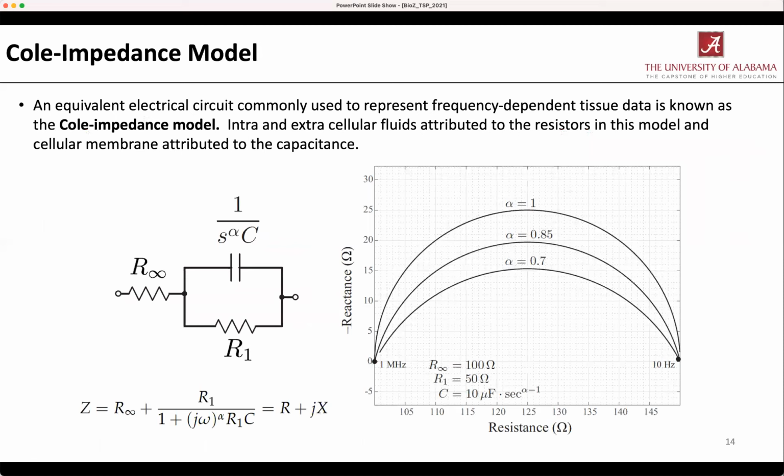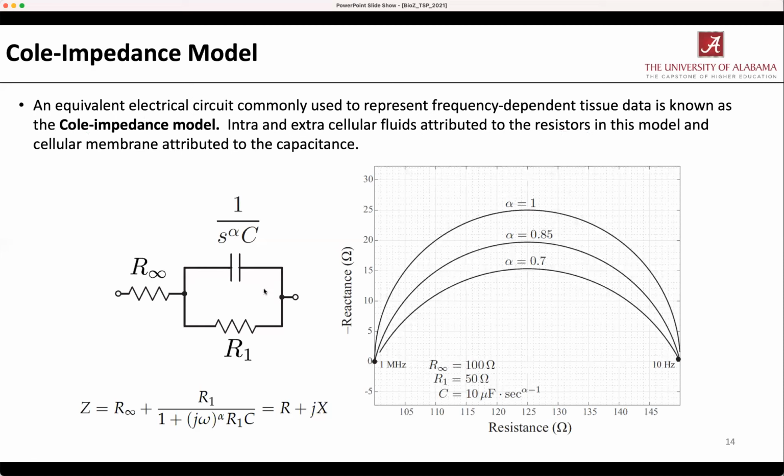And this is where we get into more of the traditional and classical circuit modeling approaches. A very common circuit model to use is the Cole impedance model. This is a three-parameter circuit model, two resistors and one element that looks like a capacitor, but I'm going to call it a fractional order element or a constant phase element. So it's a capacitor, but the j omega term, represented as s here, is raised to an exponent alpha, and we'll chat about that in a second.